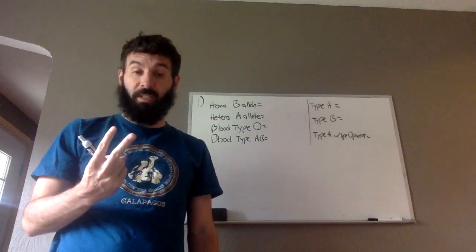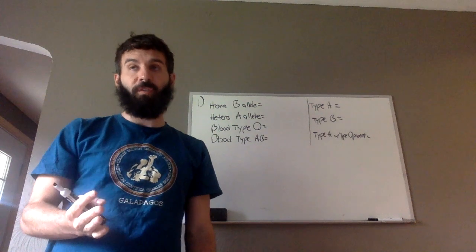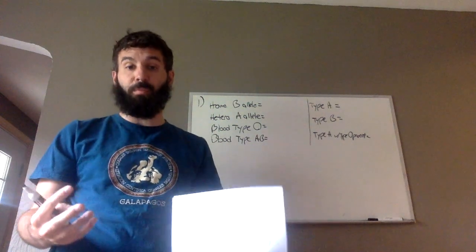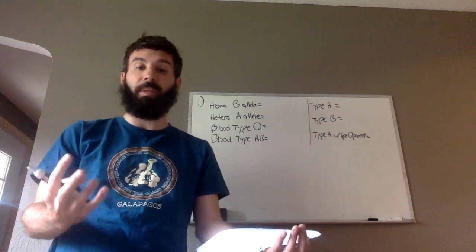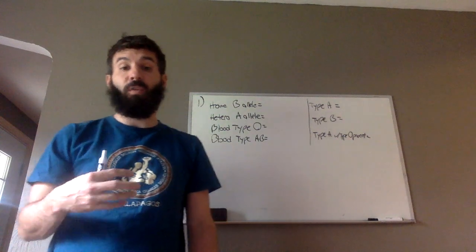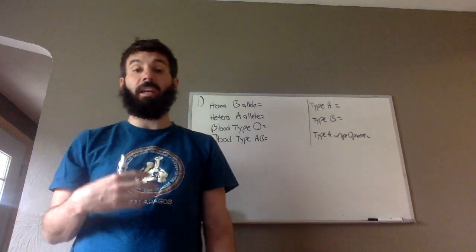They are both dominant. They're co-dominant. So if you have one of each allele, you are blood type AB because you produce both the A antigen and the B antigen. The lowercase i is recessive. And if you have two recessive alleles, then you have blood type O.